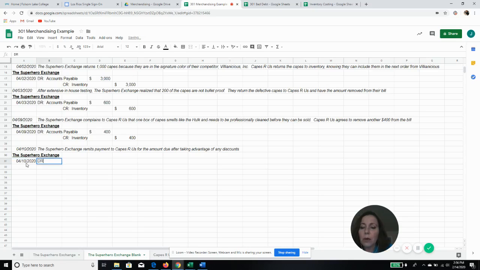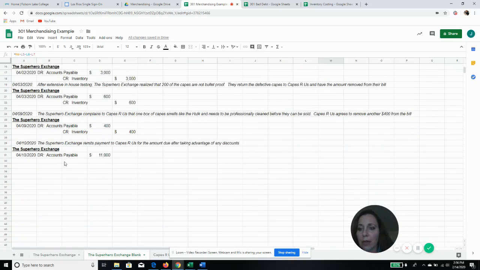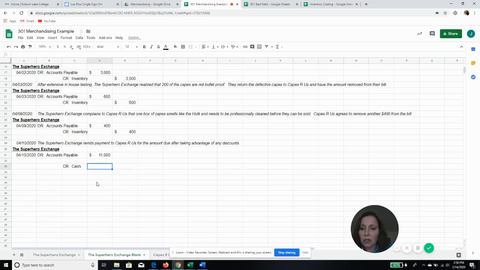We are going to debit accounts payable for the full $11,000. Because right now we have $11,000 sitting in our accounts payable account. After we pay the $10,780, we won't owe anything. So we're going to decrease our accounts payable by the $11,000 so that the account is zero and indicates that we don't owe anything. Then we are going to credit cash for $10,780.